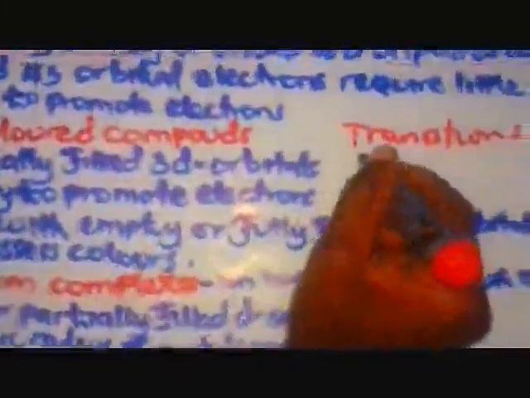Then the same elements, you can only be transition if you form colored compounds. Why are they forming colored compounds? We have already said they have partially filled 3d, and then they have the ability to promote electrons. When they are promoting electrons, there are what are called transitions. Electrons can be promoted from the lower energy level to higher energy level. How can they promote electrons? They promote electrons by absorbing energy.